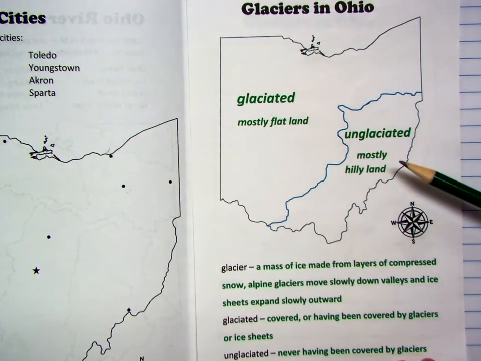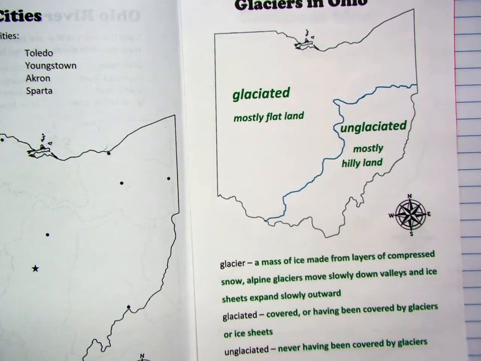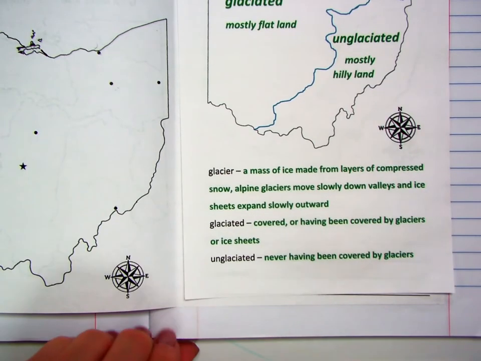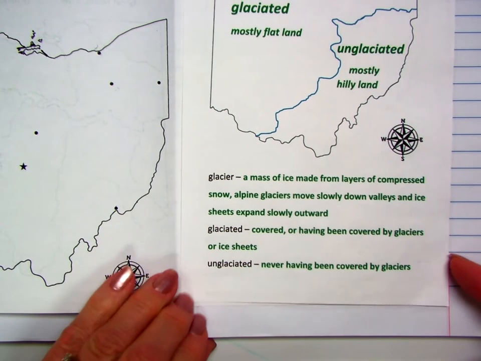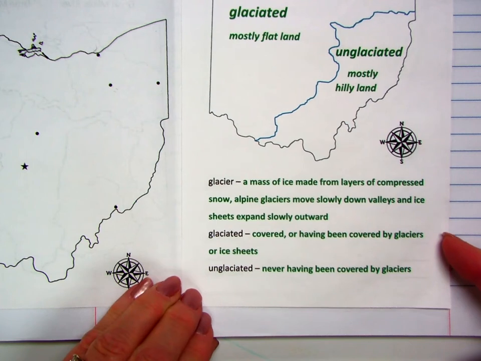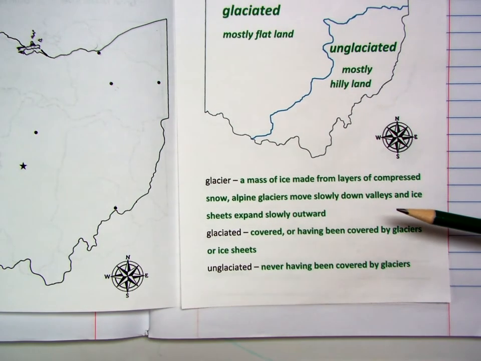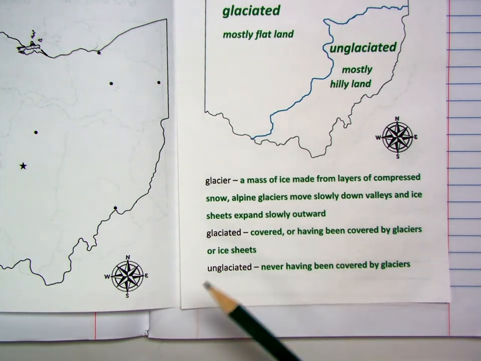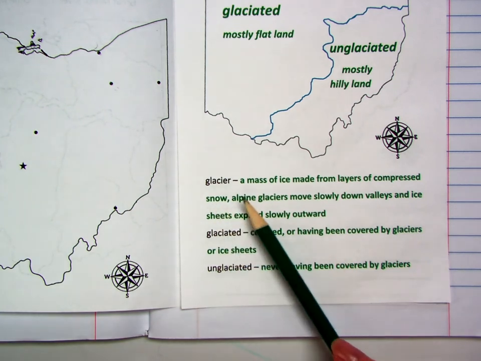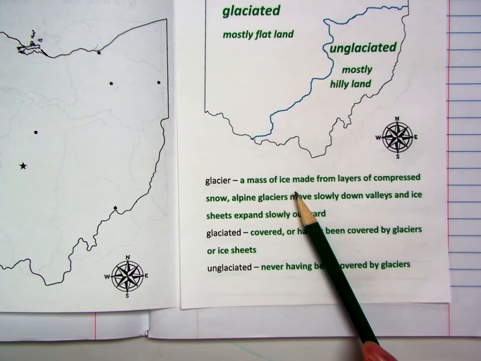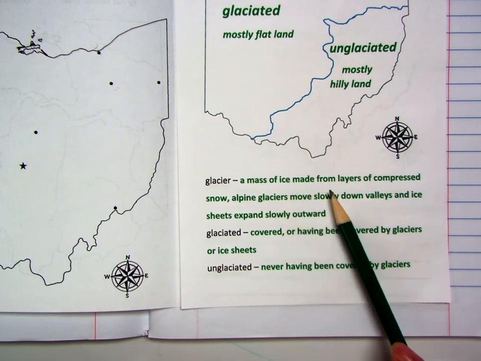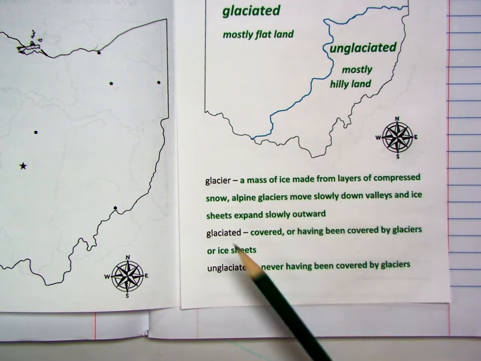After you've labeled these two parts of Ohio, then you're going to also write these notes at the bottom of the page. And I'm going to post a picture of these notes after the video so that you can look at the picture to copy the notes instead of trying to do it during the video. Here are the definitions you're going to write. For glacier: a mass of ice made from layers of compressed snow.